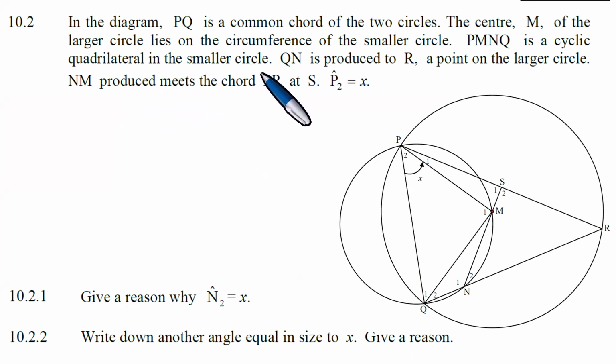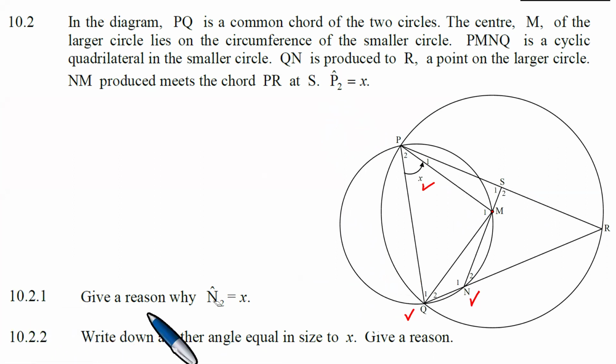In the smaller circle, QN is produced to R. We're able to see QN is produced to R, and that is clear on the diagram, a point on the larger circle. There it is. R is a point on the larger circle. Moreover, NM produced meets the chord PR at S. Clearly, we can see the point S over there. Right, the angle PQ equals X. Clearly, the X has been shown in the diagram there.